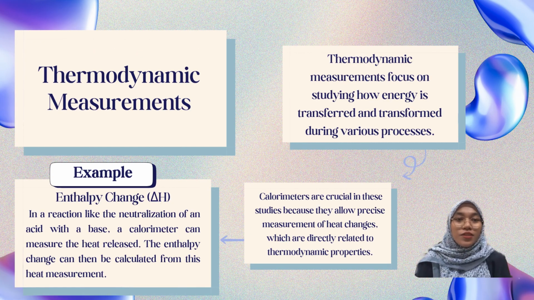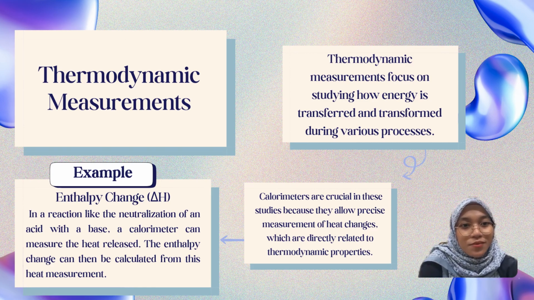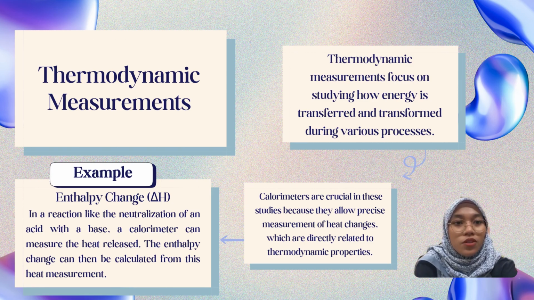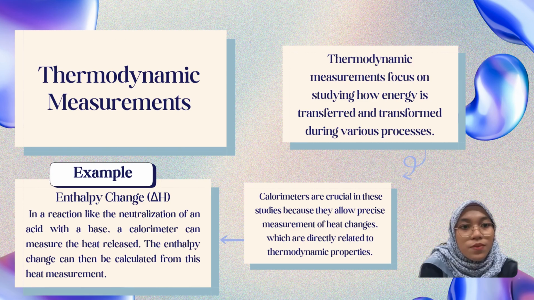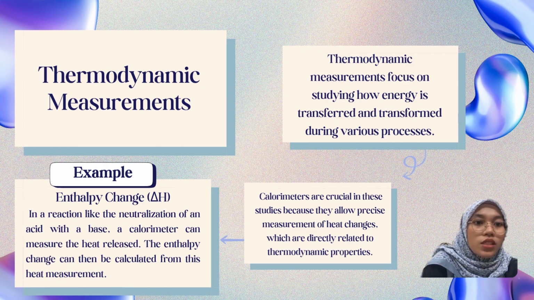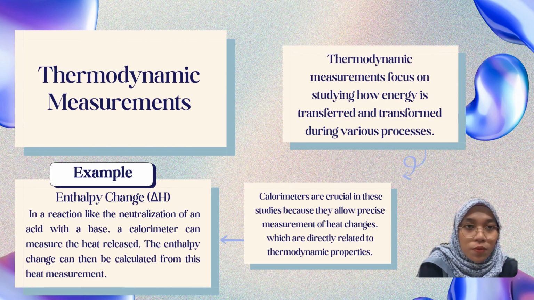Hi, I'm Arisya. So I'm going to talk about thermodynamic measurement. For thermodynamic measurement, it's focused on studying how energy is transferred and transformed during various processes. Calorimeters are crucial in these studies because they allow precise measurement of heat change, which are directly related to thermodynamic properties. For the example, which is enthalpy change, in a reaction like the neutralization of an acid with a base, a calorimeter can measure the heat release. The enthalpy change can then be calculated from this heat measurement.